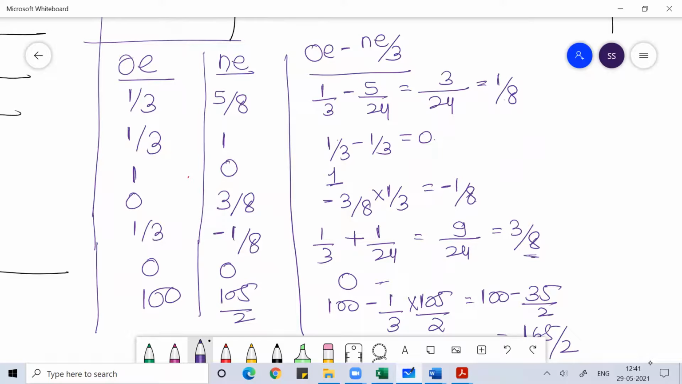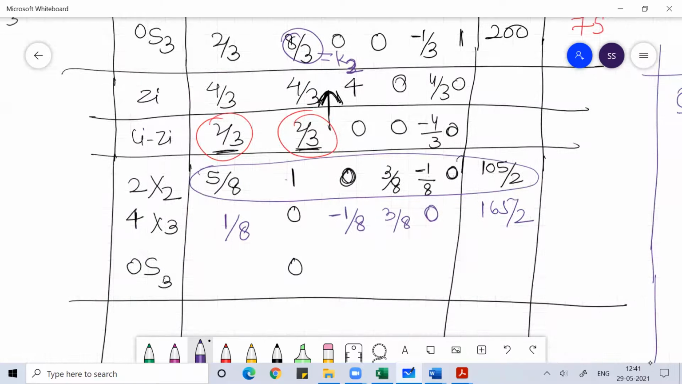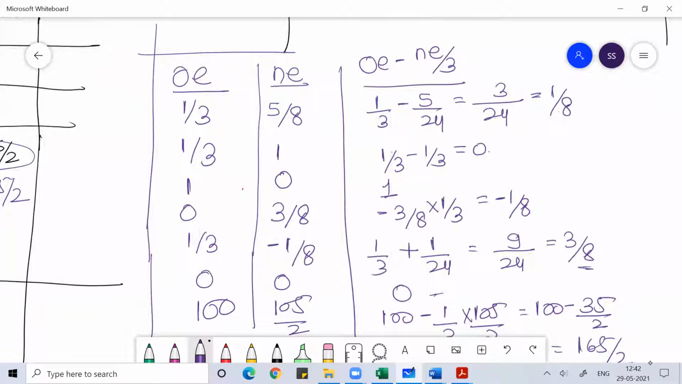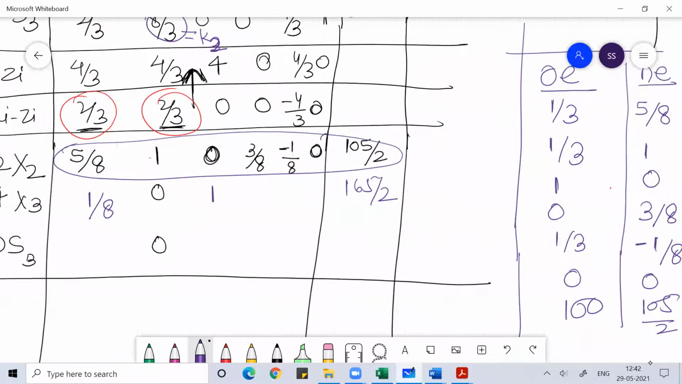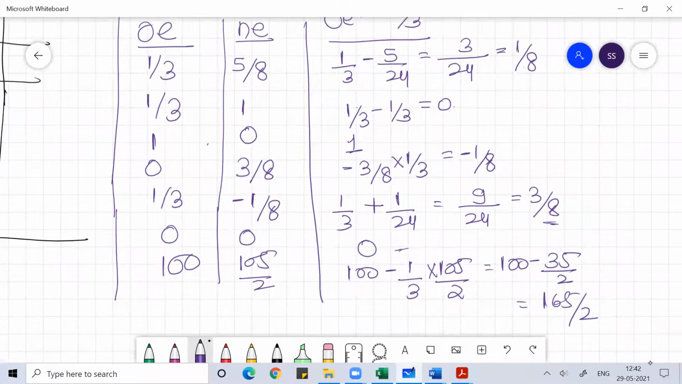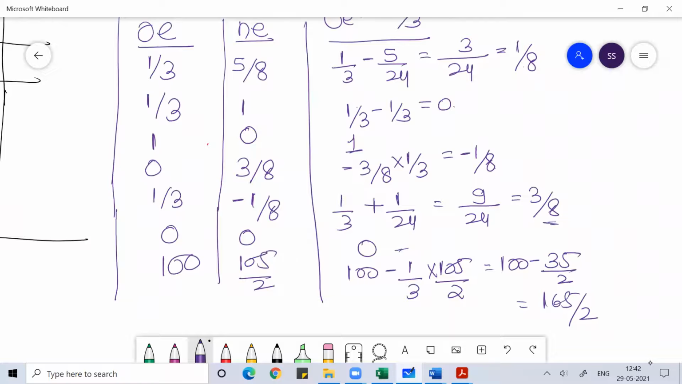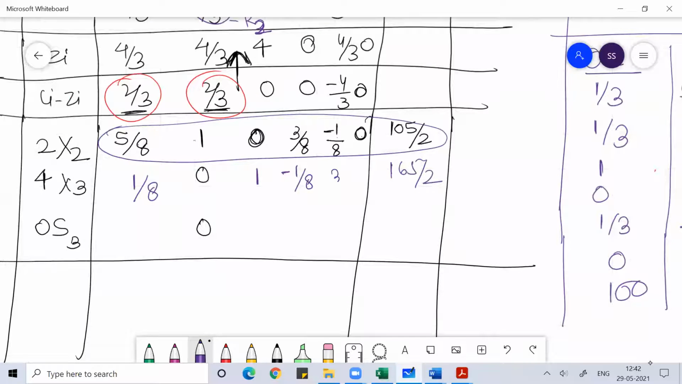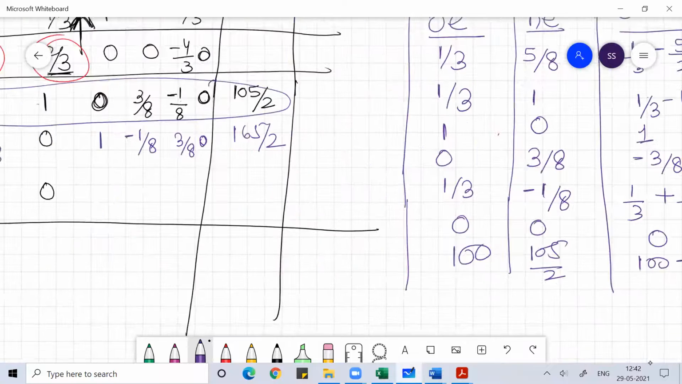So 1 by 8, 0, 1, 1 by 8, 0, 1. Okay, then minus 1 by 8. This is then minus 1 by 8. Then 3 by 8, 0. 3 by 8, 0. And then you have 165 by 2. Correct?